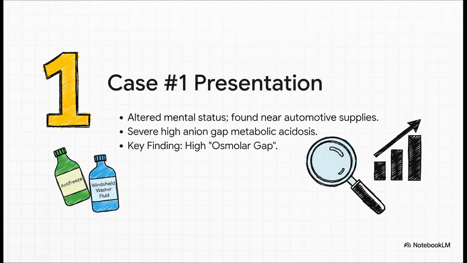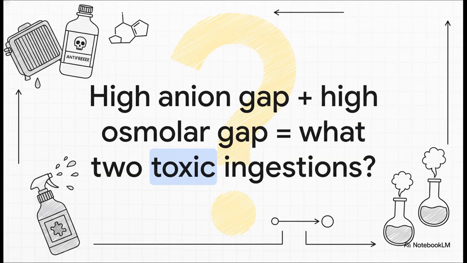We've got our expected high anion gap, sure, but the real clincher here is the high osmolar gap. What that means is there's some substance in the blood that's osmotically active that we aren't accounting for in our standard calculations. Okay, so take a second here. You've got a high anion gap, a high osmolar gap, and a patient who is near things like antifreeze or windshield washer fluid. What two toxins should immediately be at the top of your list?